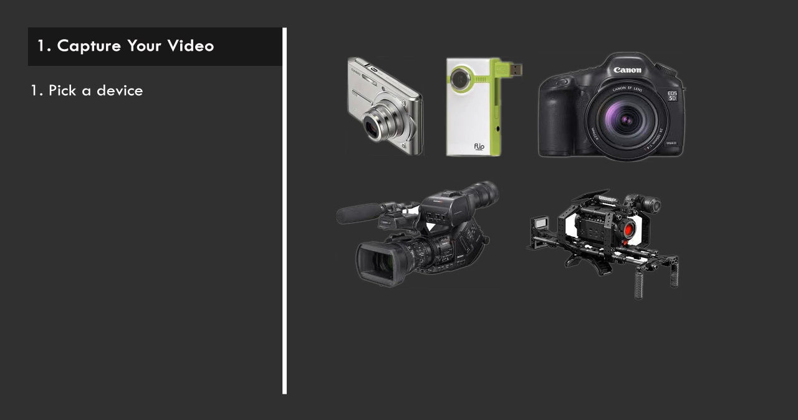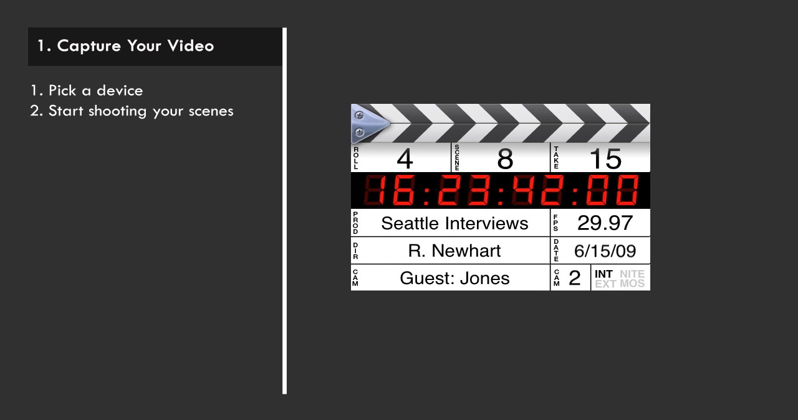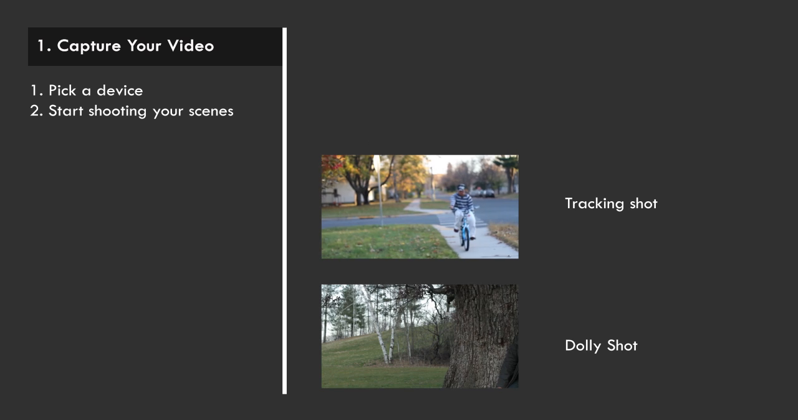If you're on a very high budget, but would just like to rent a video camera, you may want to try and see if you're qualified for a Panavision video camera. They run for about $1,000 to $3,000 per day. When you have picked your device, start shooting your scenes. You may want to explore your shots and how you want to shoot it. Some simple shots are still shots and dolly shots.